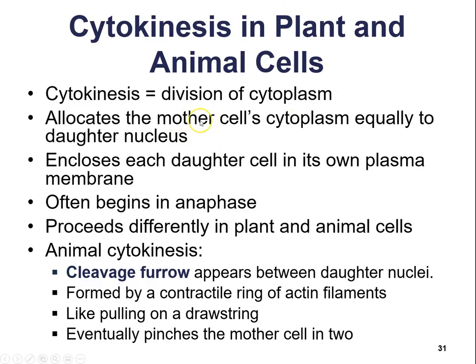These are exact copies of that original cell or parent cell that you started with. Like I said, cytokinesis is the division of the cytoplasm. It will allocate the mother cell cytoplasm equally to the daughter cells, also making sure the organelles that need to be in each daughter cell are there as well. It says it often begins in anaphase, so it's happening towards the end stages of mitosis, but remember, it's not part of mitosis. Animal cytokinesis, I pointed that out: a cleavage furrow forms, and that squeezes the cell. It says it's formed by a contractile ring of actin filaments that pinches it into 2. So let's see what it says, like pulling on a drawstring.